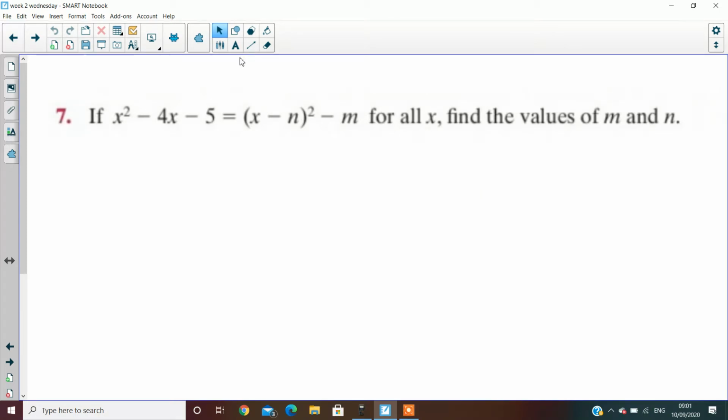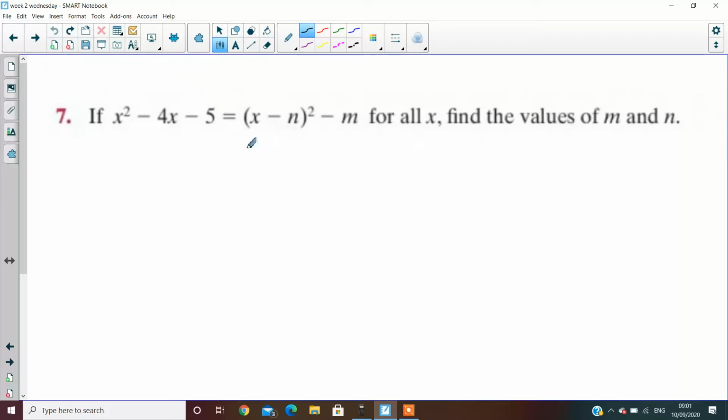X is the variable in the equation, okay? M and N are constants, which means they're like a number, like 5 and 3. All right, and they only ever have the same value. Now, what you simply do with algebra identities is whatever is on the left must equal whatever is on the right.